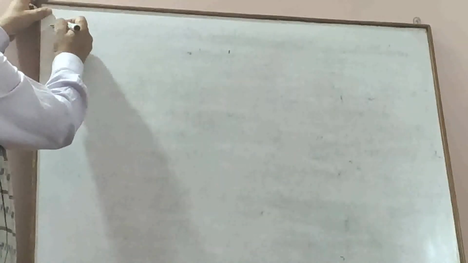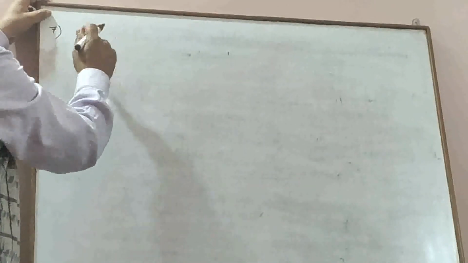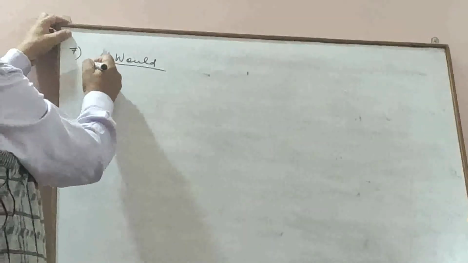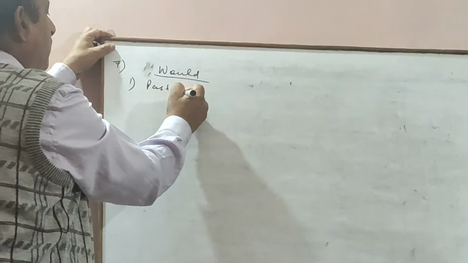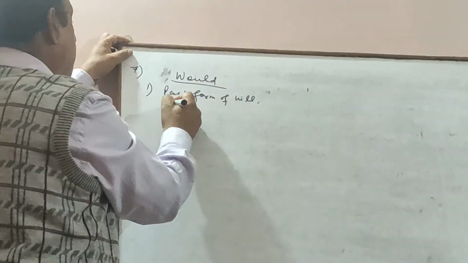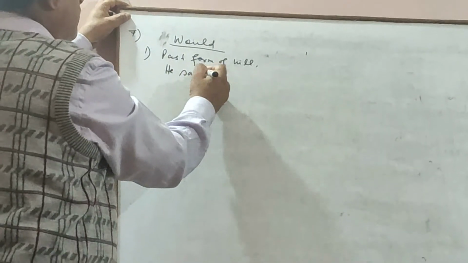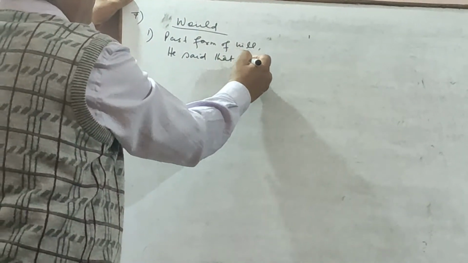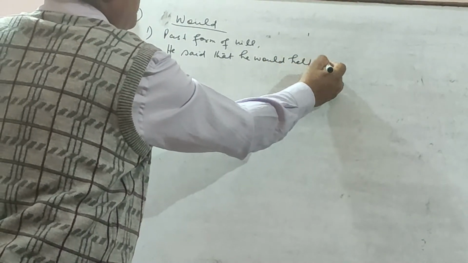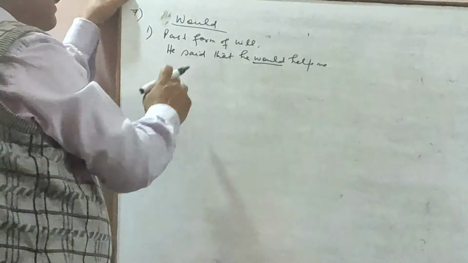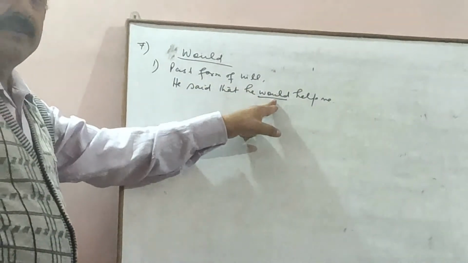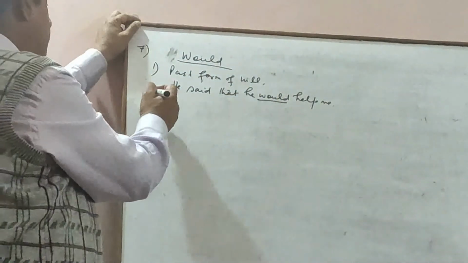The next modal is would. First, past form of will. Its first use is past form of will. Example is he said that he would help me. So we are using would because the main clause is in the past tense. The subordinate clause will also be in the past tense.